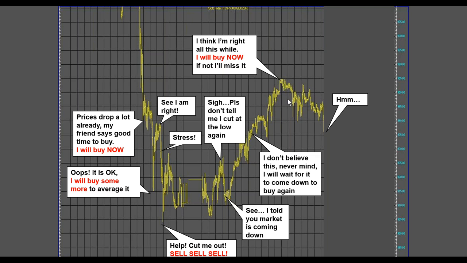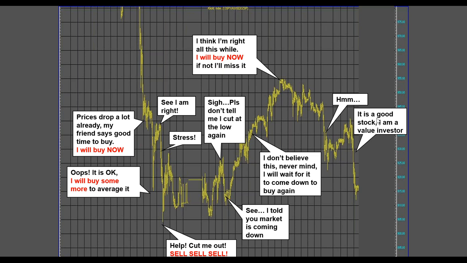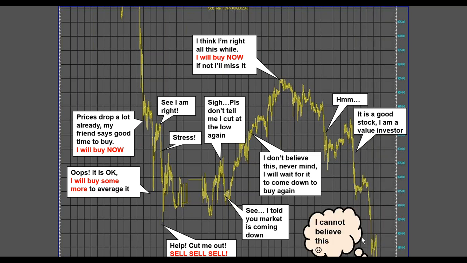But in Catherine's case, it's quite sorry for her. She held on, saying, "I think it's a good stock. I'm a value investor," and then the market continued to move down. So that's something about Catherine that I hope you can associate with. Her problem lies in the fact that there was no plan in the beginning.